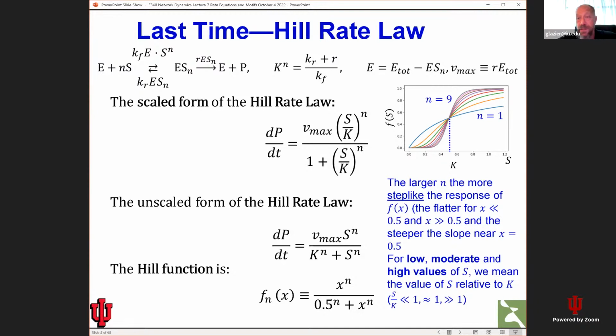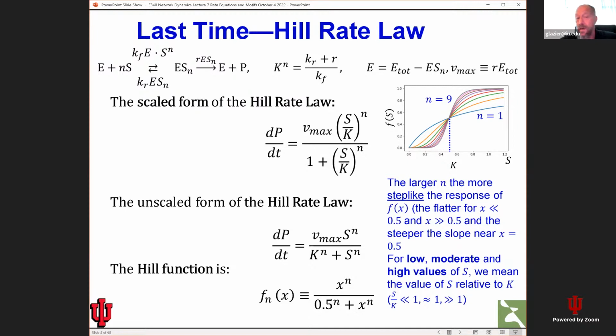And sometimes it's easier to abstract this as a Hill function, where f of n is x to the n over 0.5 to the n plus x to the n. That's effectively equivalent to the scaled form of the Hill rate law. But here we'd be scaling by 2k instead of by k. And again, one of the values of having that k is it gives us a sense of what it means to say the concentration of S is small, medium, or large.